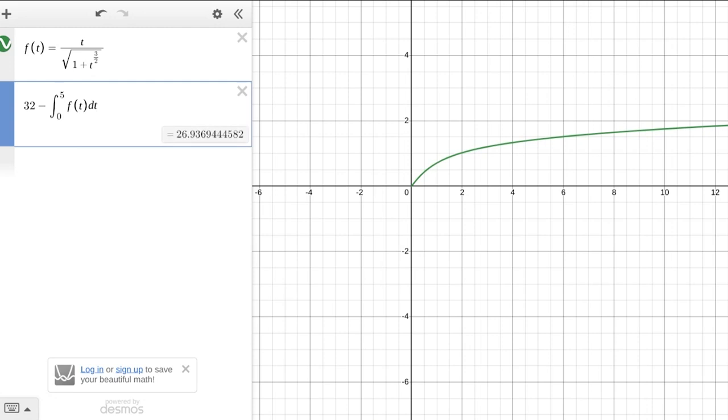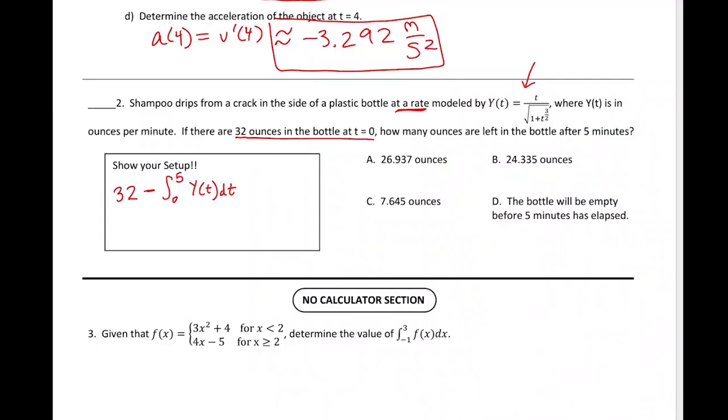Okay, so we get 26.936, or we'll have to go look at our answer choices to see which one's closest to that. 26.936. Let's head on back here. And yeah, we see that's going to be choice A. Okay, so it's going to be approximately 26.93. They ended up rounding up.